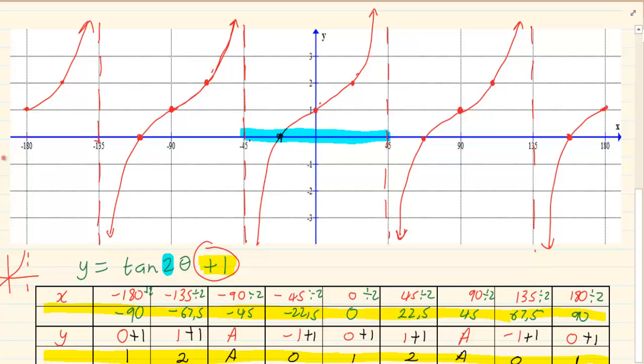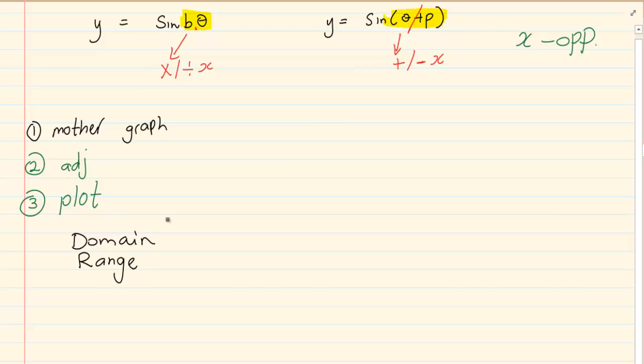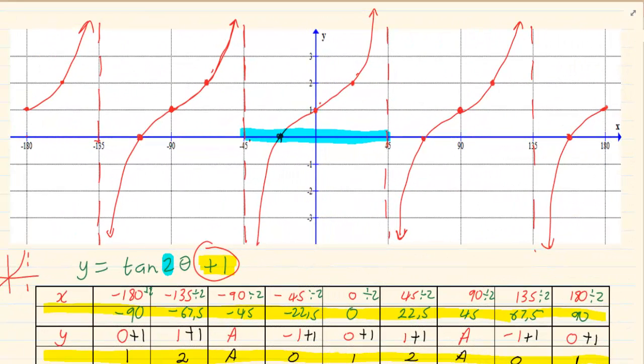Now, what are the questions that they would ask you? They would ask you things like, what is the domain? What is the range? As I told you when we were doing the sine graph, for domain and range, you're going to look at your graph. Domain is usually what they tell you to draw. So in this case, we know it's moving from minus 180 to 180. So the domain is minus 180 to 180. If you look at the range, it's going from negative infinity to infinity.